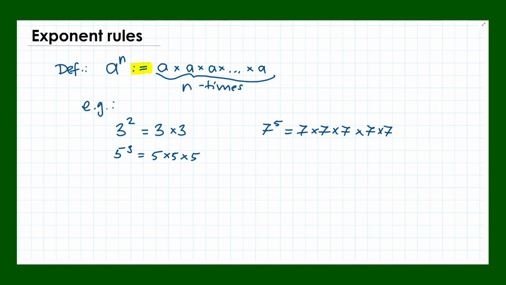I hope that you agree with me that this notation, which is a shorthand notation, is much shorter. Writing out 7 multiplied by itself 5 times takes quite a bit of time and space. So mathematicians are lazy, they like to use short things. Right, so that was the definition. Next, we're going to focus on the vocabulary.